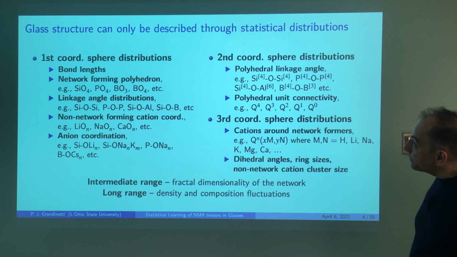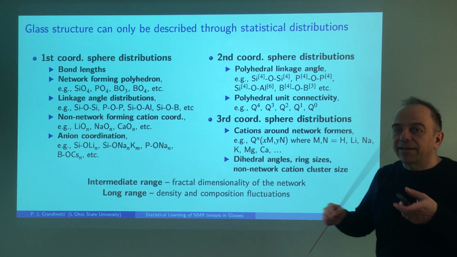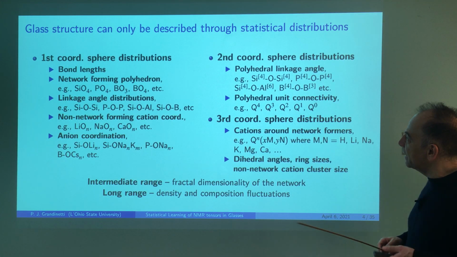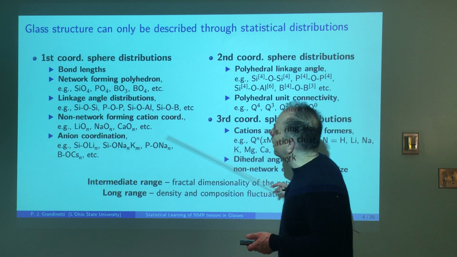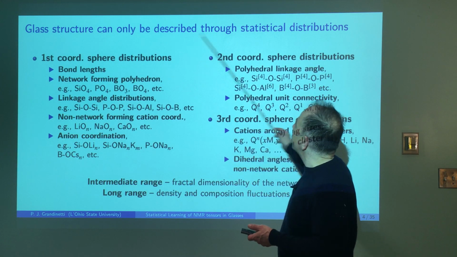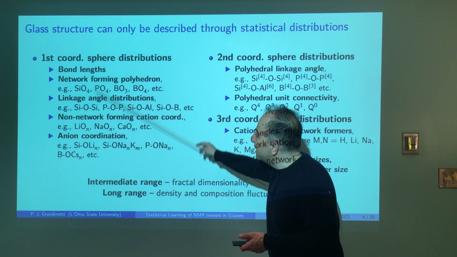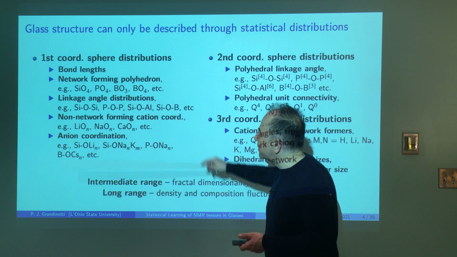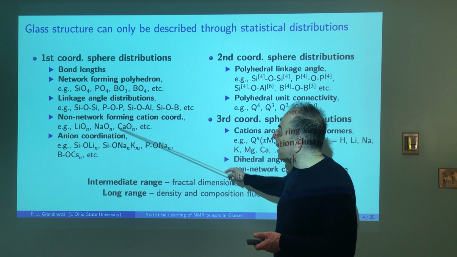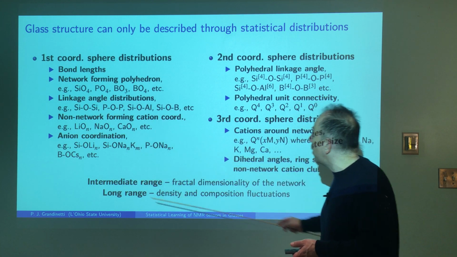Now, from an NMR point of view, we're interested in our ability to get local structure, because that's where NMR excels, of course. And so we're going to be interested in seeing what we can learn about the structural distributions, so the statistical distributions in these first coordination sphere structures: bond lengths, types of polyhedra that are present, bond angles between polyhedra, and so on.